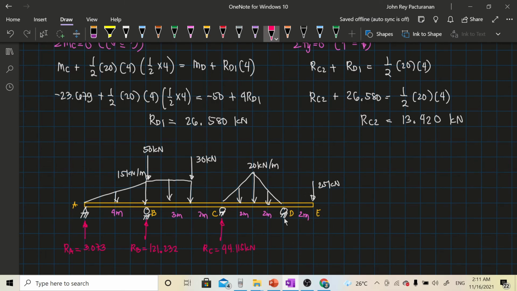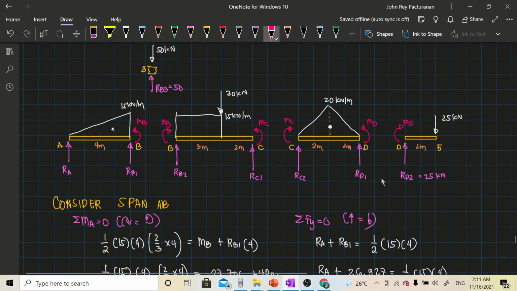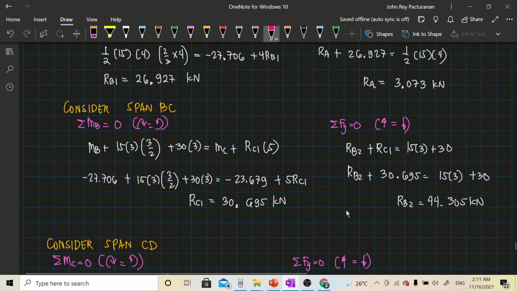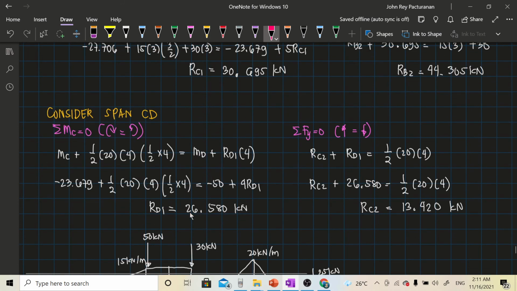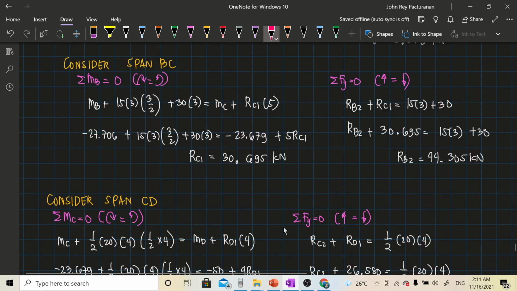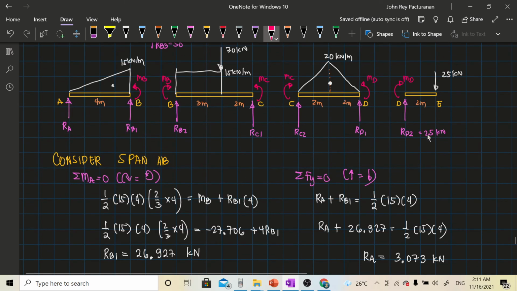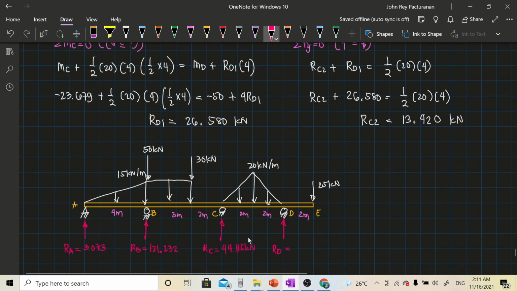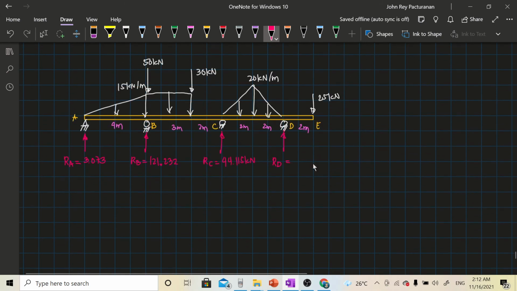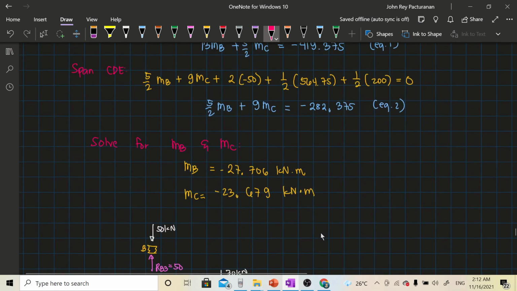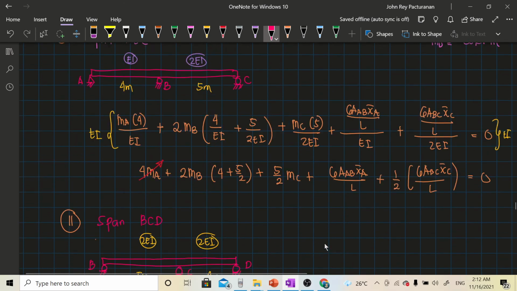44.115 kilonewton. And lastly, for the case of our RD, dalawa yung RD natin, no? RD1, which is, nasa na yung RD1? Ito, 26.580. But, take note, meron pa tayong RD2, which is simply 25 kasi babalansehin mo lang naman yung forces dito, 25 siya. So, pag pinag-add mo yung 26.580 saka yung 25, the answer is 51.580.